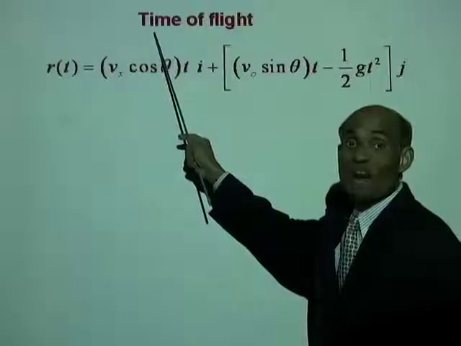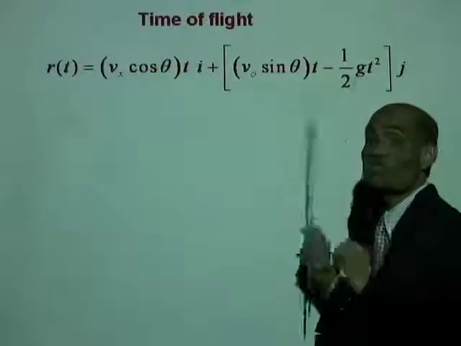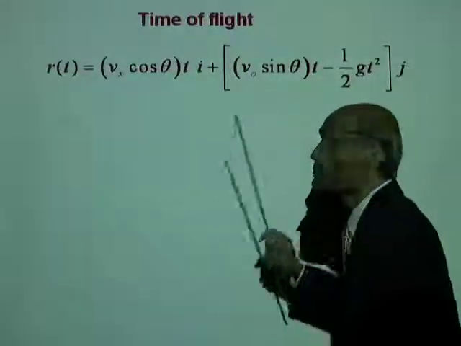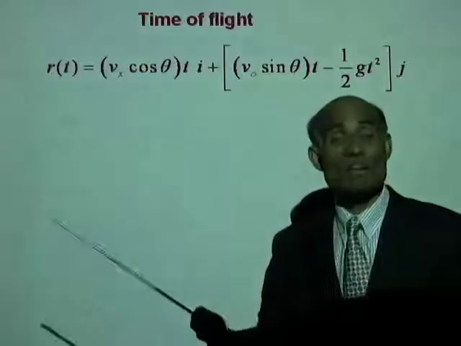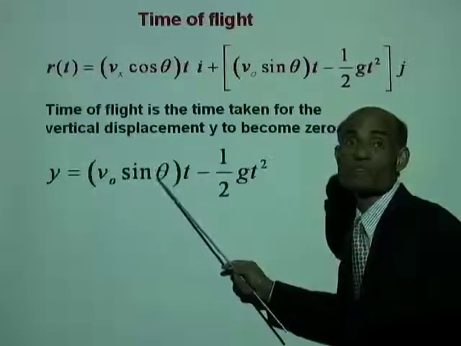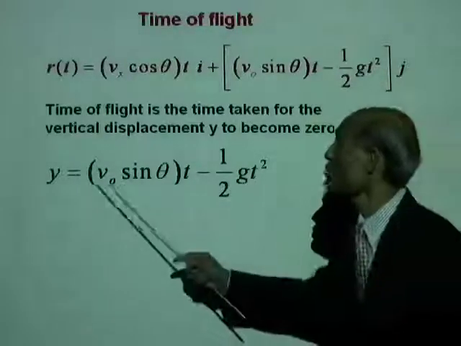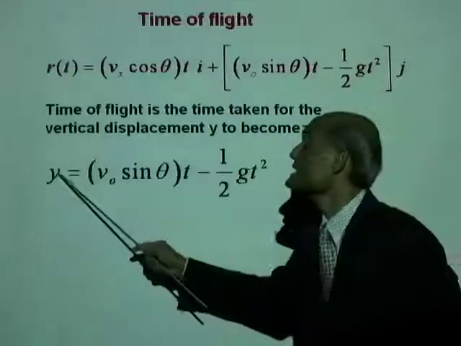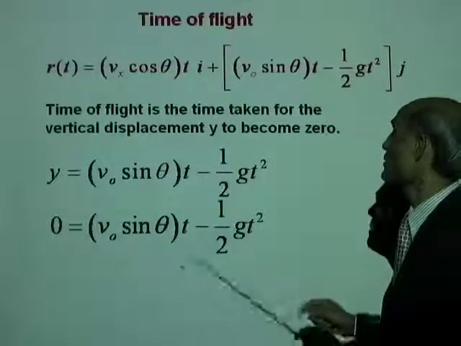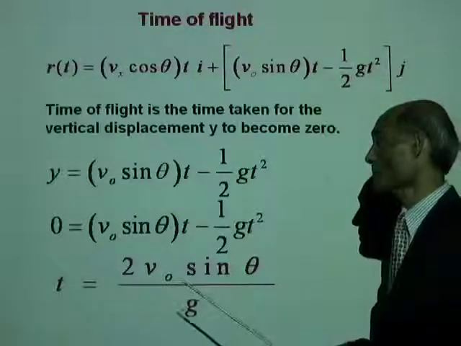Now, the time of flight is the time taken for the y position to become 0. And so, what do we do? We take the y position, set it equal to 0 and solve for the time. So y equals V0 sine theta t minus 1/2 g t squared. Can you solve for t from here by setting y equal to 0? So 0 equals V0 sine theta t minus 1/2 g t squared, and I solved it for you.